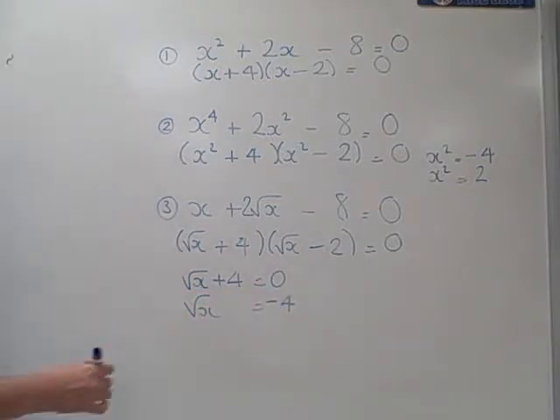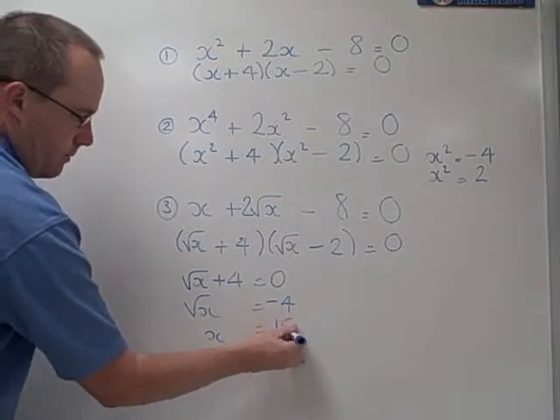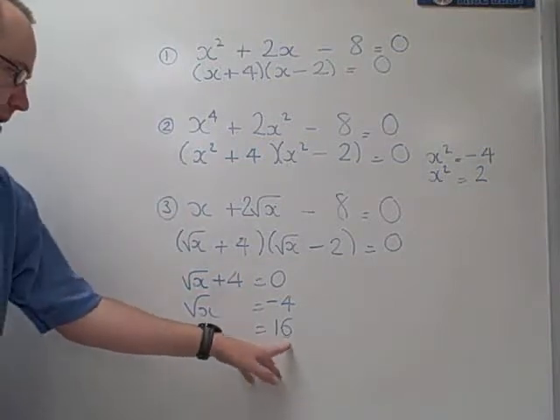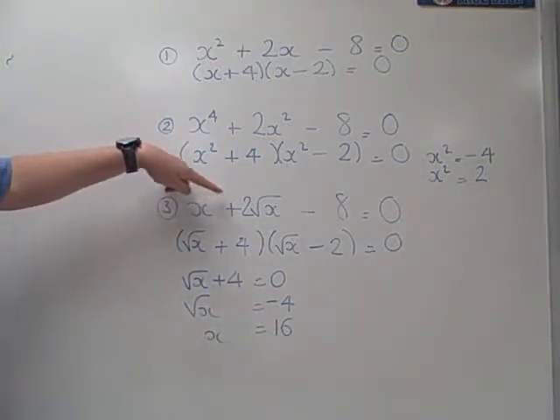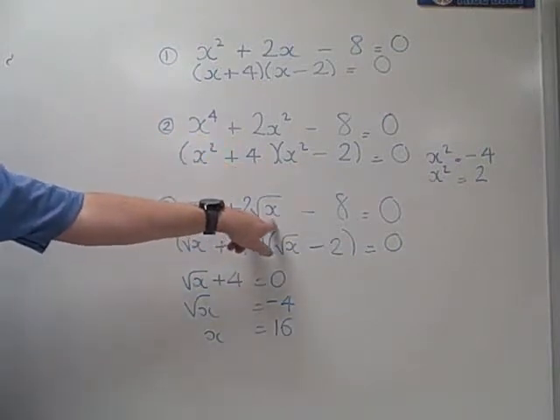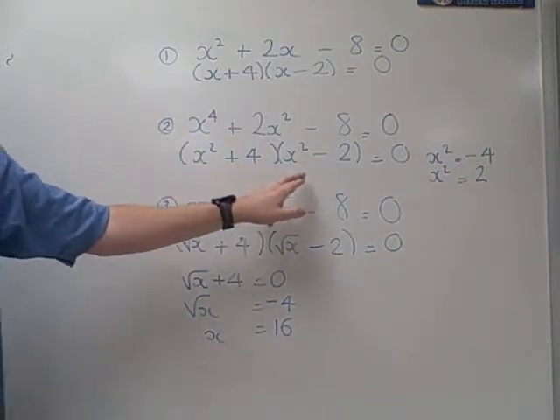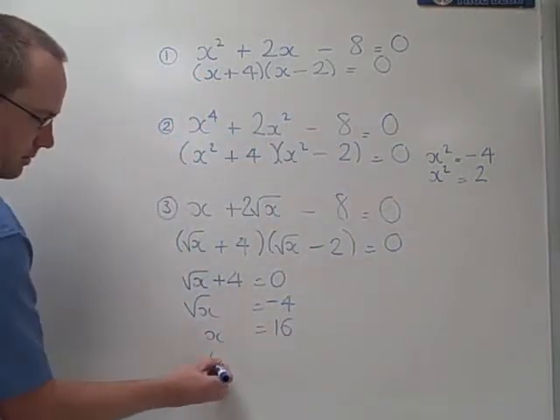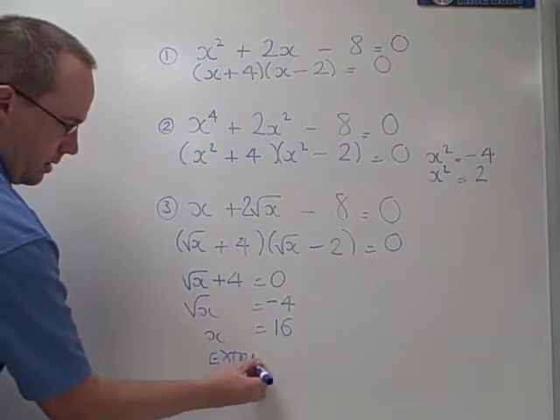And then if I square both sides, I'll get x equals 16. Now, with all these questions, you should always substitute back just to check to make sure you do get a valid solution here. So 16 plus 2 times radical 16, which would be 4. So 2 times 4 is 8. 16 plus 8 minus 8 equals 0. That's actually not a true statement, so this would actually be an extraneous solution here.